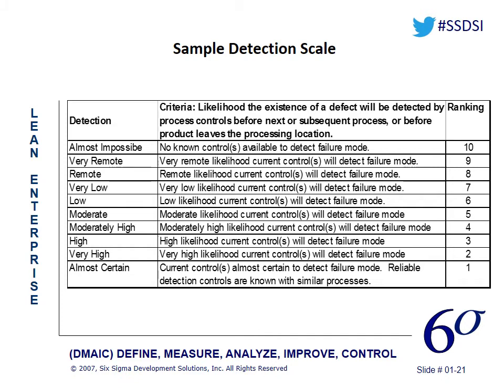All right, all the way up to a detection ranking of 10, which says that really there's no known controls available to detect a failure mode. What that means is this gets all the way up to the customer. Now that customer could be the next process step in our system, or it could mean the end customer.